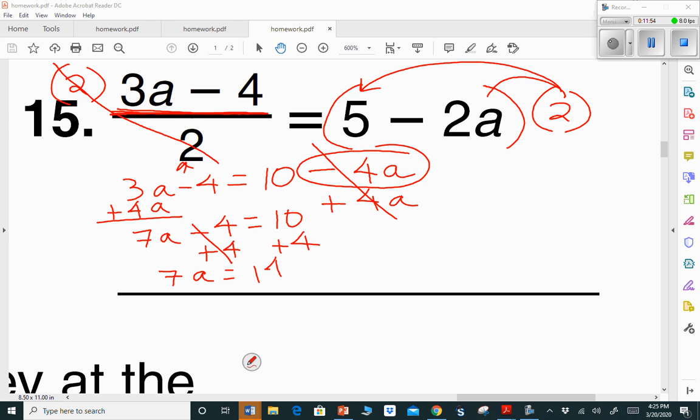7a equals 14. It's always nice when it works out to something that comes out to a nice even number. Divide both sides by 7. And a equals 2. For number 15, a equals 2.